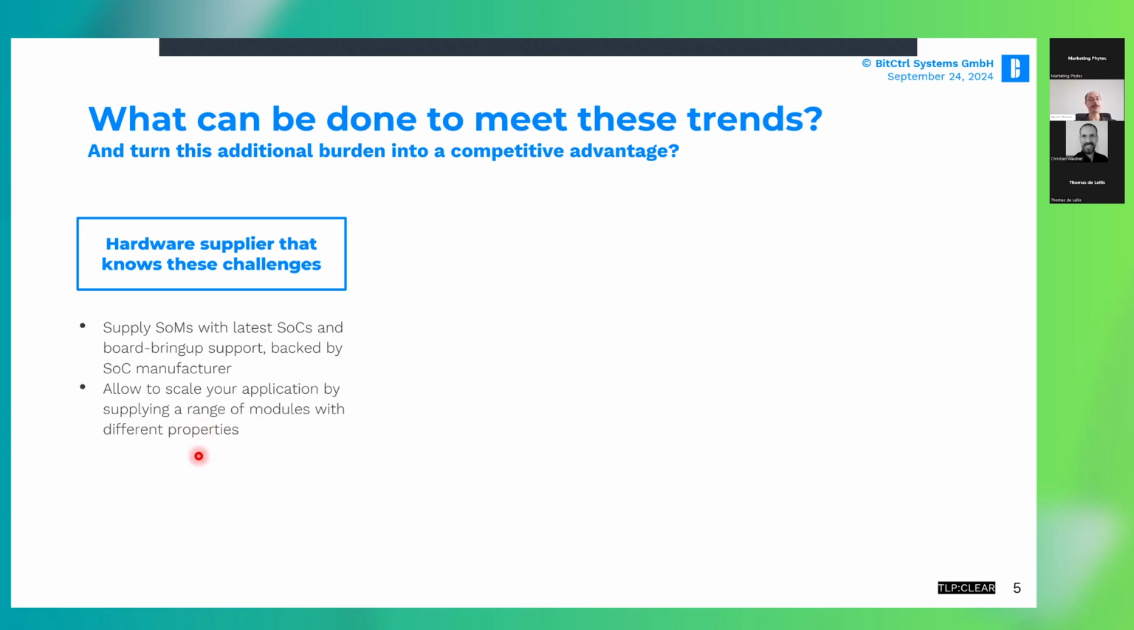You also need to make sure that you scale the application by supplying a range of modules with different properties, which can be interchanged easily. And you need to offer your customers a long-term product support and replacement strategy, because lifetimes of 10, 15, or even more years are the norm rather than anything else.